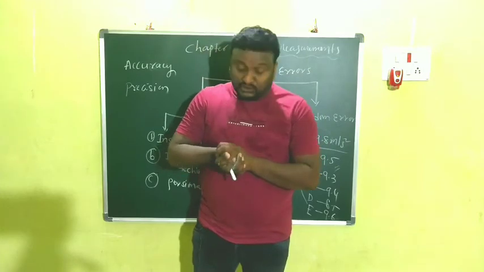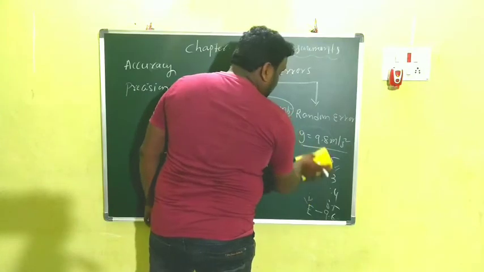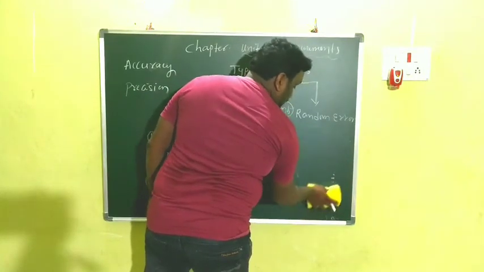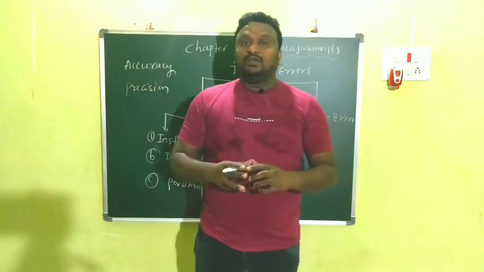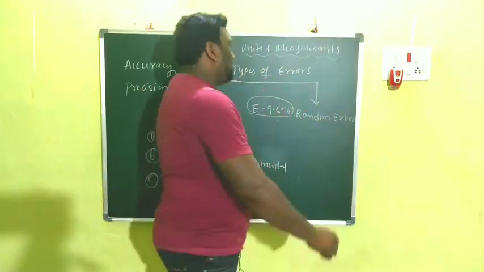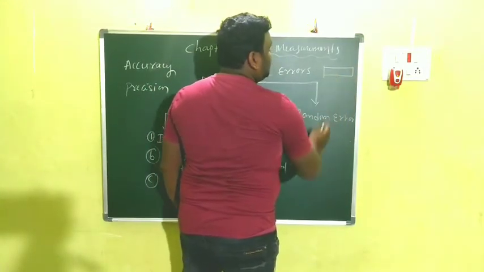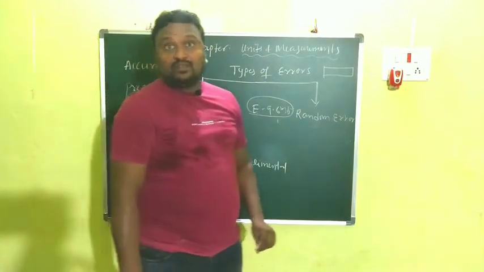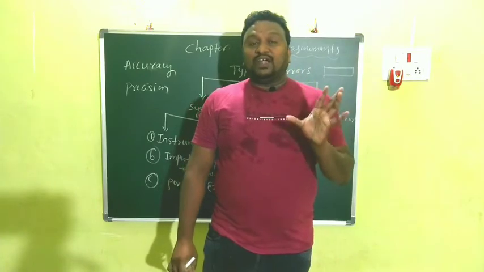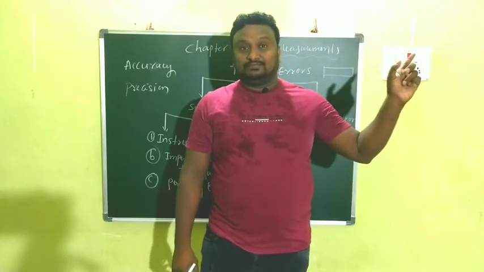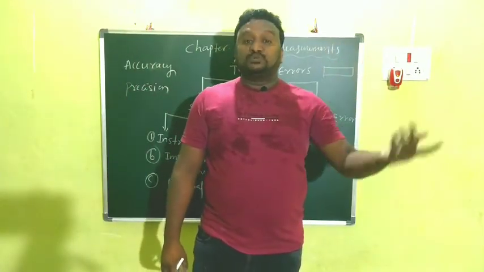Clear, children? So now we go for precision. What is precision? Here one glass slab is there. We are going for another experiment now. This is the glass slab. One student is doing an experiment. He wants to find out the length by using different instruments.